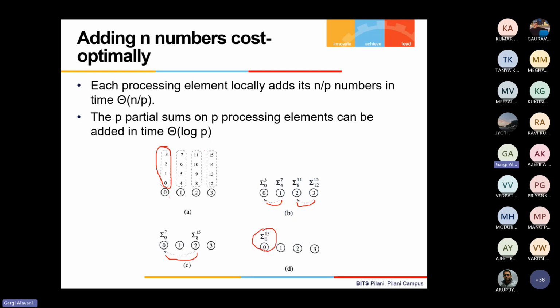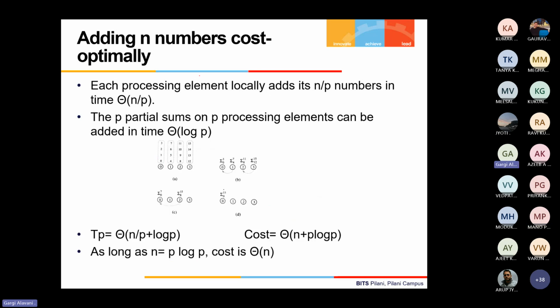So this way, we are able to get p partial sums on p processing elements in theta of log p. Each processing element is adding its n by p numbers in n by p time. So each processing element adds its n by p elements in theta of n by p, and the partial sums on p processing elements are added in theta of log p. So the total time becomes n by p plus theta of log p.